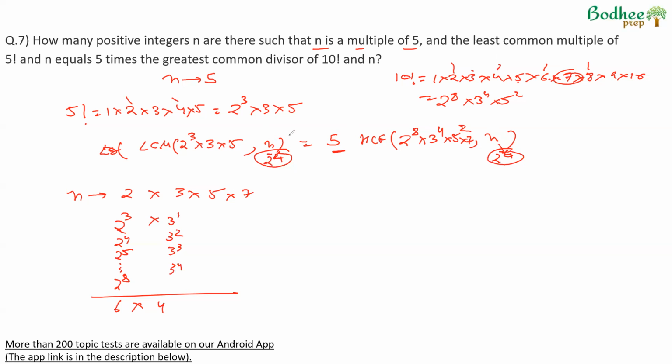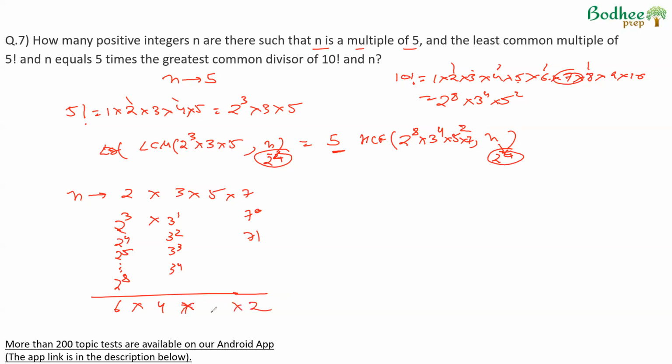LCM will not have the power of 7. In HCF also, we will take the power of 7 as 0. If the power of 7 is 1, in the LCM it will be taken, in the HCF also it will be taken. If the power of 7 is anything more than that, then it will be taken in the LCM but not in the HCF. So the power of 7 could be 0 or 1. Like 2 and 3, similar logic.